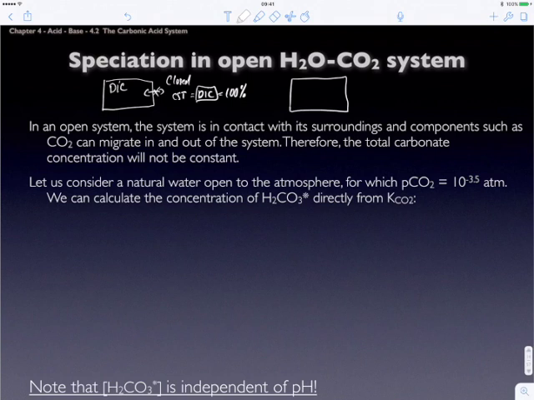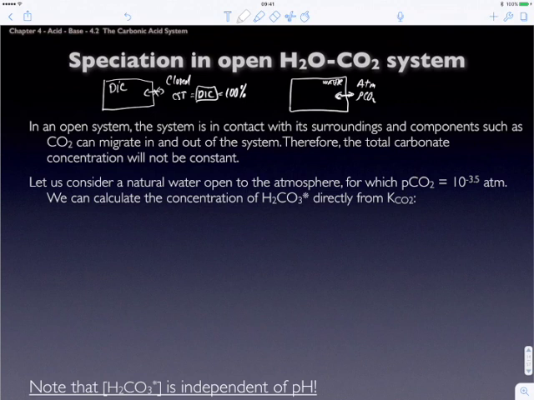The DIC can change, but what is constant is that you have your atmosphere with a certain PCO2, and this is more or less constant. It could shift over the millions of years in geological history, but as you're doing your calculation, this PCO2 is pretty constant. And so this is in equilibrium with your water. So this will be always constant through the Henry's constant.